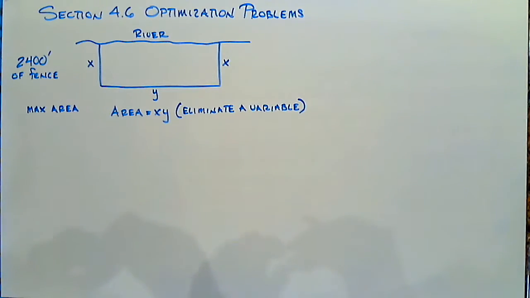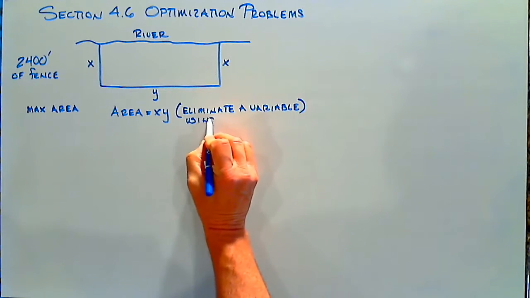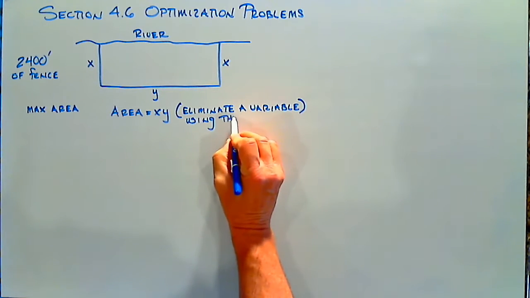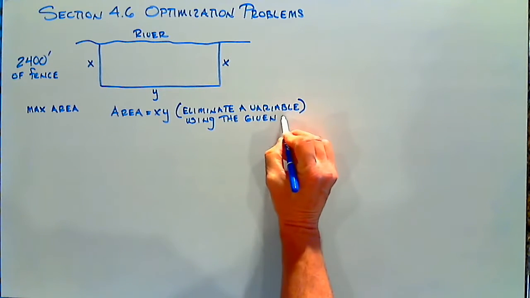Now, how do I do that? Well, we're going to eliminate a variable using the given. Now, what do I mean by the given? I mean the given information.